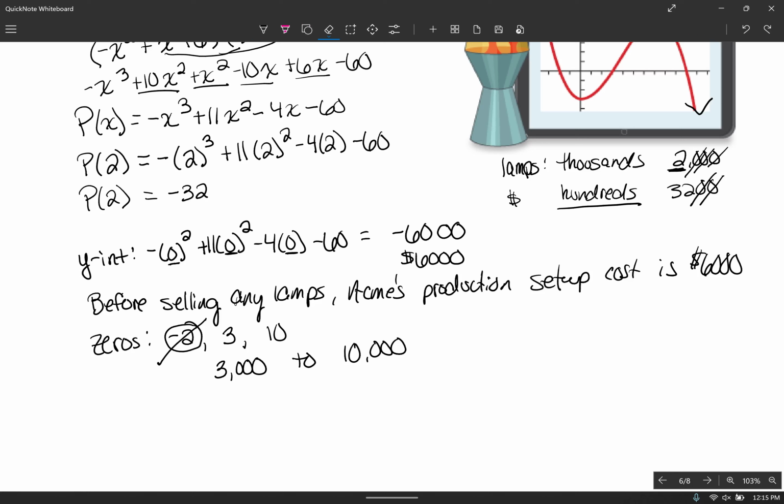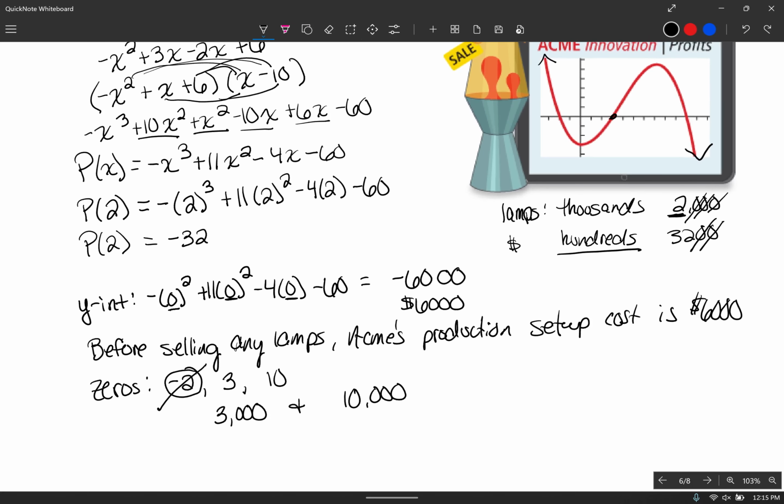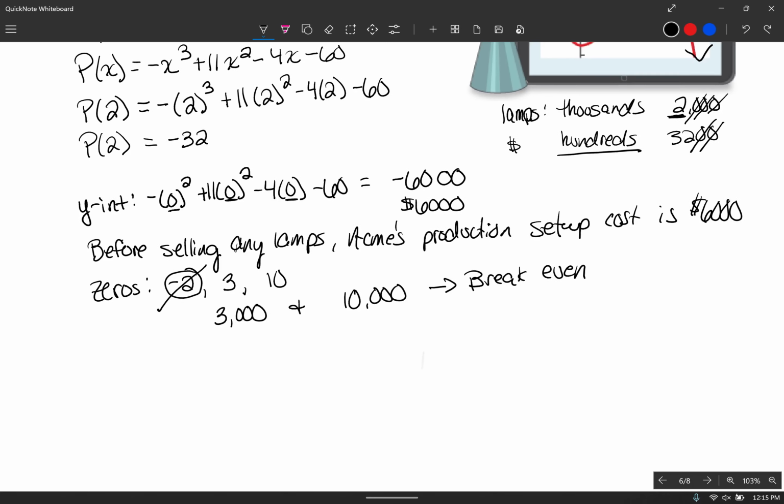All right, so if I have 3,000 and 10,000 lamps, that represents these little points on the graph. Those are your x-intercepts. That means that the y value is 0. Your profit is 0 when you sell 3,000 lamps and when you sell 10,000 lamps. That means that you are breaking even. You are not losing money and you are not making money.